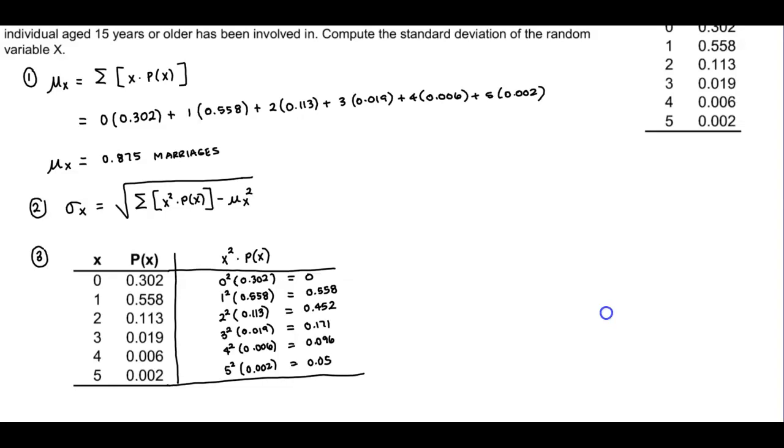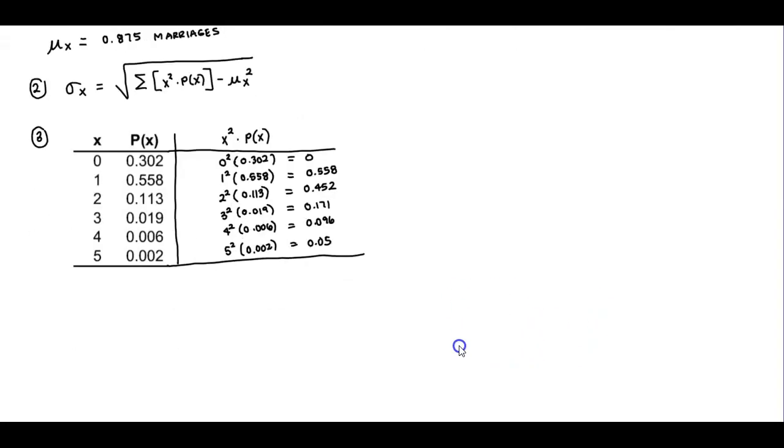Now we want to find the sum. This is the summation of everything that we just found. So if we add up all of these numbers, we get 1.327. Now we want to subtract the mean squared from this in order to find the variance.